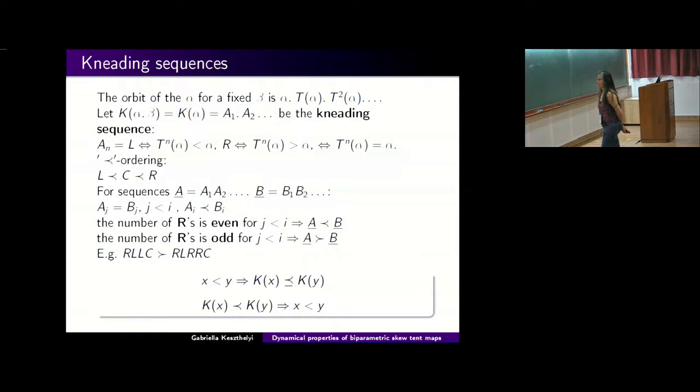Okay, and why is this good for us? We have this known fact that if we have two different tent maps, with the tops denoted X and Y, and X is strictly smaller than Y, then the kneading sequences have to be smaller or equal, so they can be equal. But not the other way around. If we have two strictly different kneading sequences, then the points have to be strictly different as well.